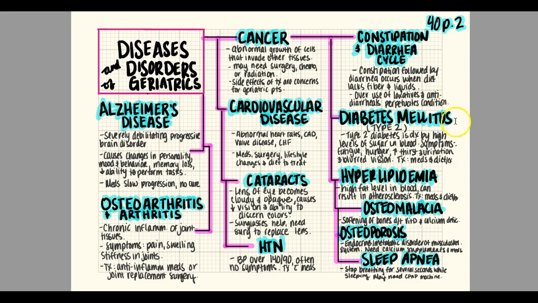Diabetes mellitus type 2 is type 2 diabetes that is diagnosed by high levels of sugar in the blood. Symptoms include fatigue, hunger, increased thirst and urination, and blurred vision. Treatment, medications, diet, exercise, all of those things can help treat diabetes.